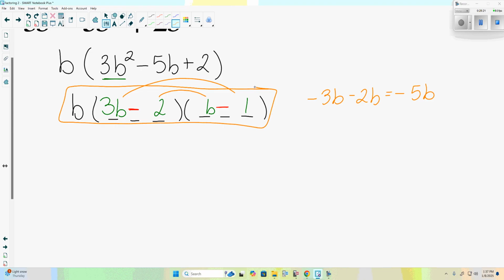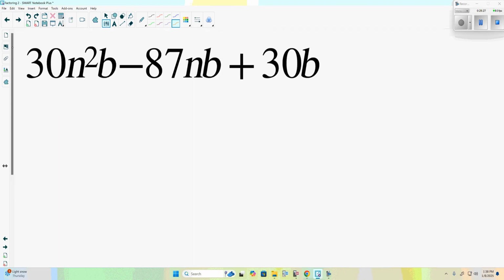Questions on either so far? We're going to look at this one here, the last one we'll look at for today. 30n squared b minus 87nb plus 30b. Is there a greatest common factor between these three terms? B. Is there any other greatest common factor? I think there is. 30, because 30 and 30 are the same number.